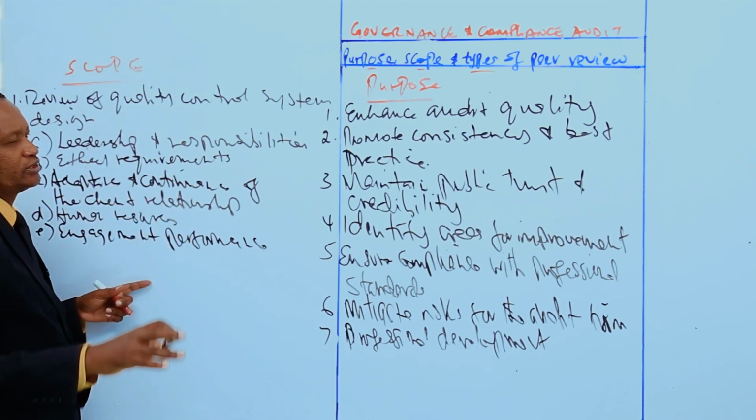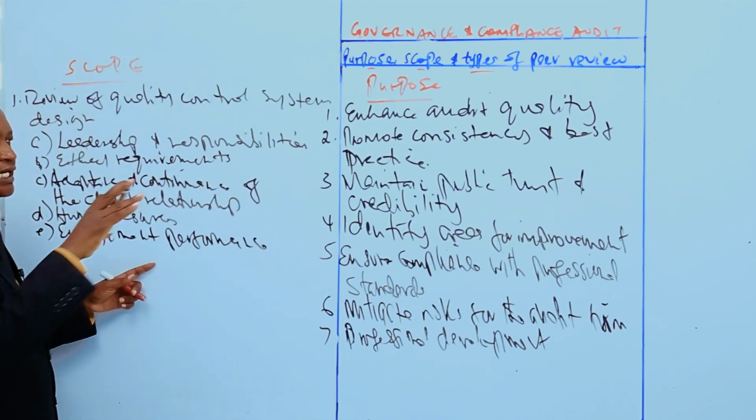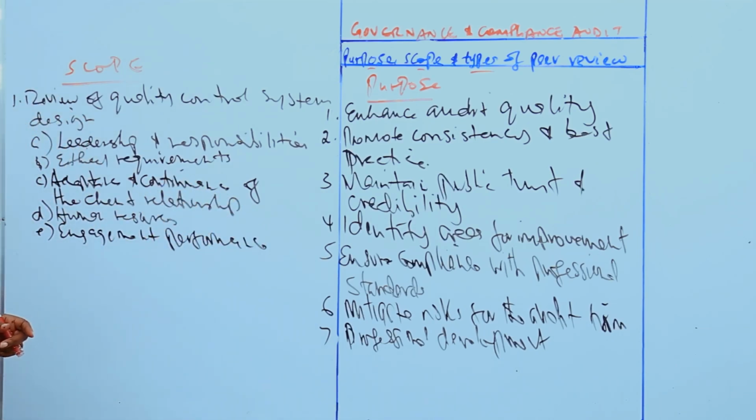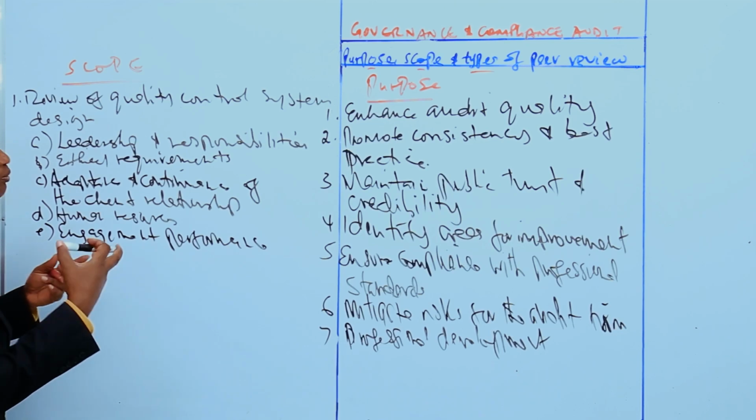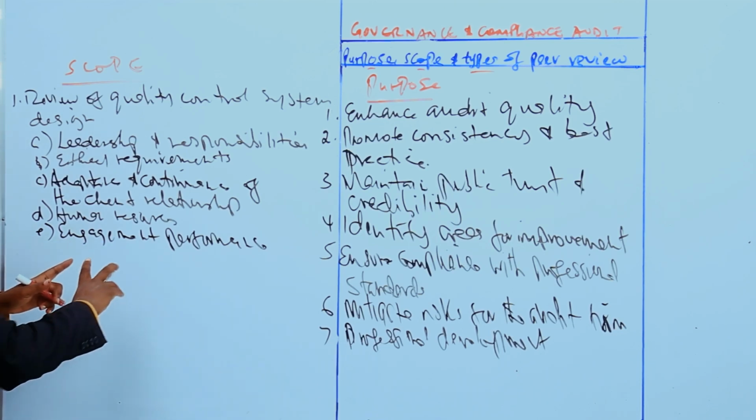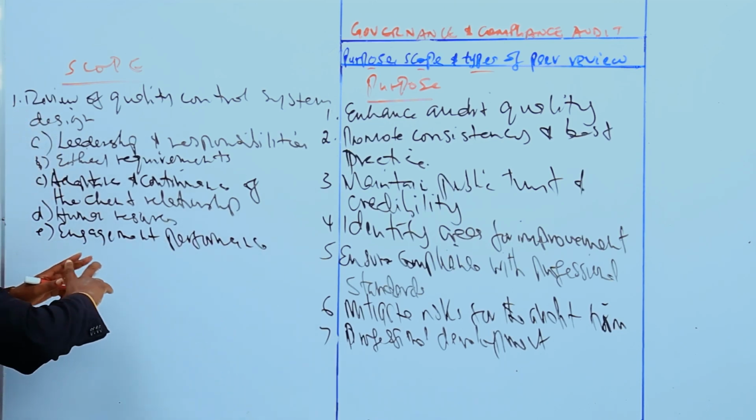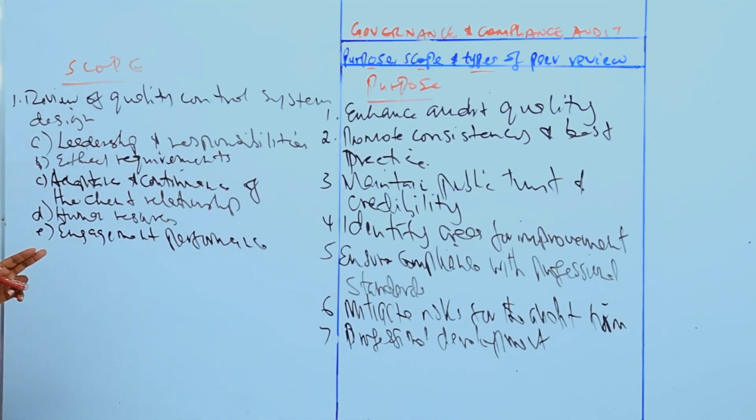The audit reports. Are the reports clear? Are the reports accurate? Are the reports complete? So that is the engagement performance. That is the execution. How did the auditor carry out the entire audit engagement? How did the auditor perform?